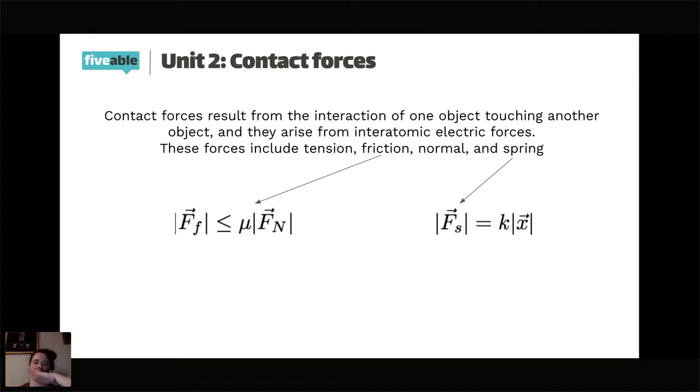Normal force is like if you're sitting on a table, the normal force is the thing that's pushing back up on you, keeping you from falling down to the ground. And your spring force.